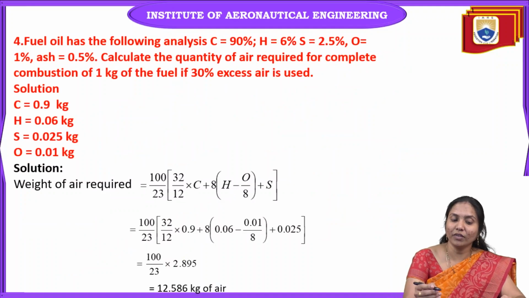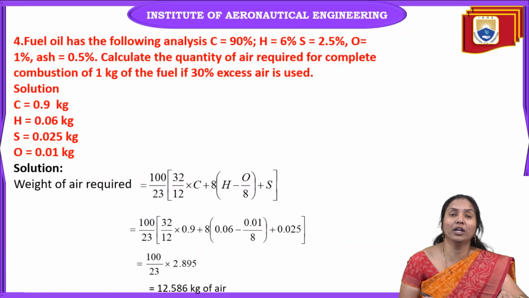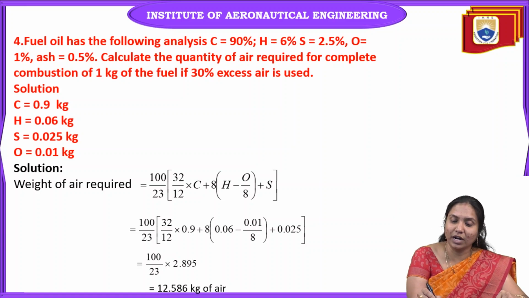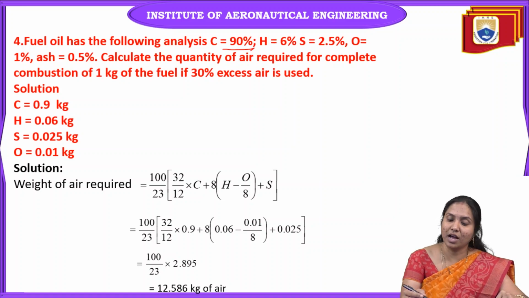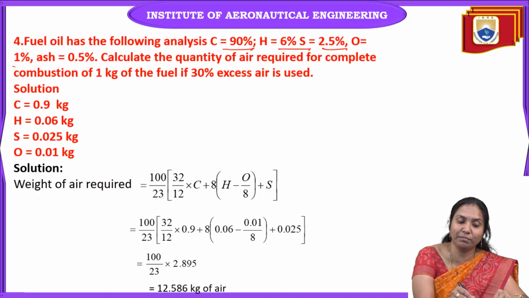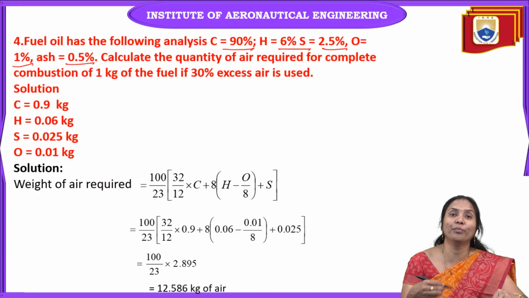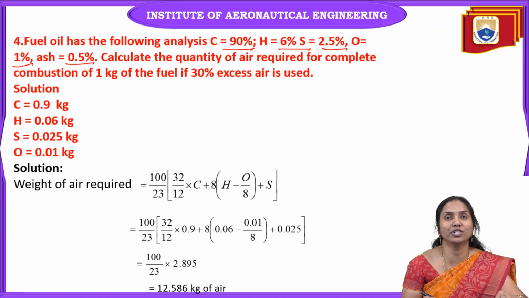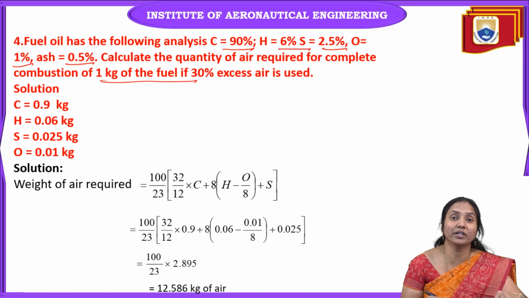Next, one more problem to discuss. So here fuel oil has the following analysis. So here carbon is 90%, hydrogen is 6, sulfur 2.5 and oxygen is 1% and ash is 0.5%. So calculate the quantity of air required for complete combustion of 1 kg of fuel if 30% excess air is used. 30% excess air is used.